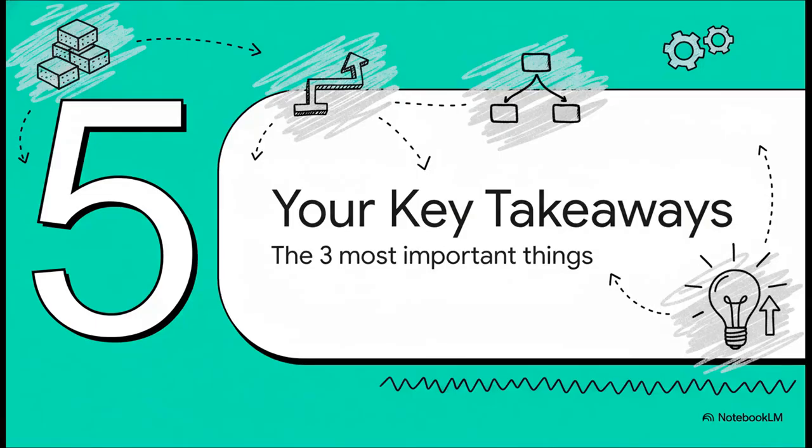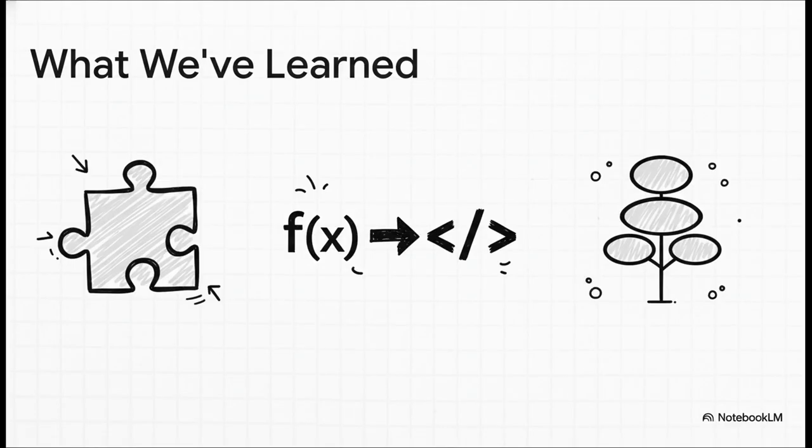All right, let's wrap this up by recapping the 3 most important things to take away from all this. So, number 1, components are just little self-contained pieces of your user interface. Number 2, at the end of the day, they're just JavaScript functions that return some JSX. And number 3, we build our apps by nesting these components inside each other, creating a kind of tree structure.